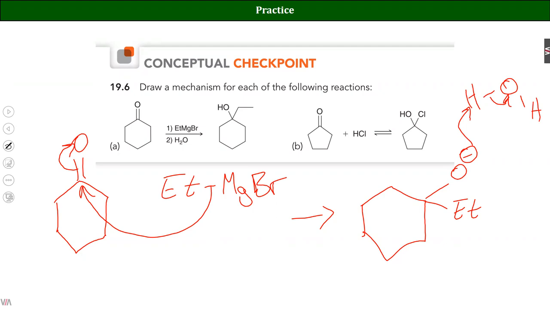And if we were drawing the mechanism for B, it would look just like the mechanism on the previous slide. First thing is a lone pair grabs that hydrogen, and then the chloride acts as a nucleophile.